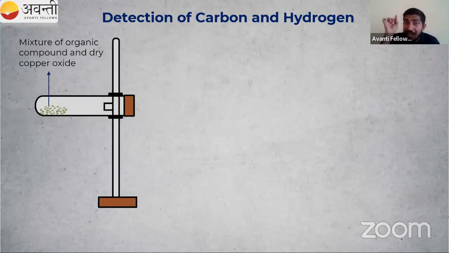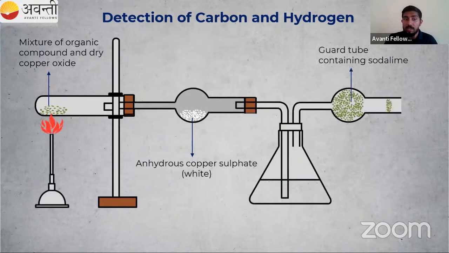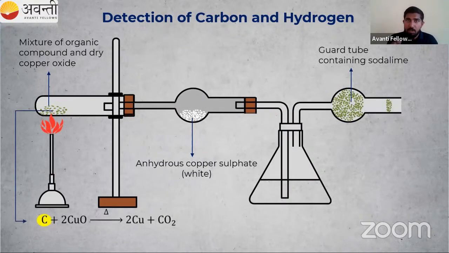So how to detect carbon and hydrogen? This experiment we studied in the last class. Here we have an organic compound, in which carbon is present. We are treating that organic compound with copper oxide. Look at the reaction: carbon plus copper oxide gives Cu plus CO2. CO2 is formed. Then hydrogen is also present in that organic compound.